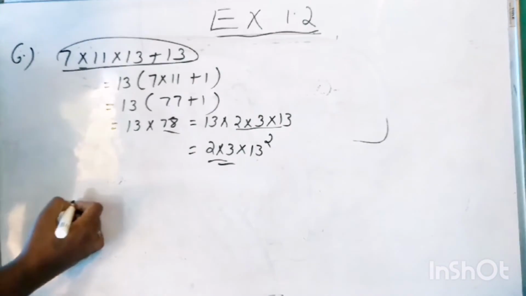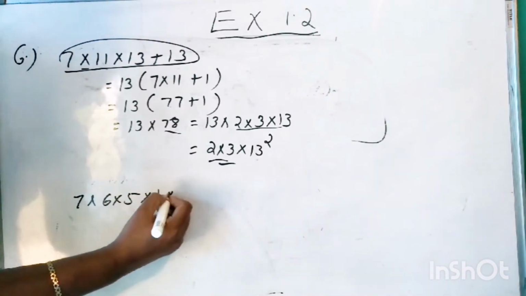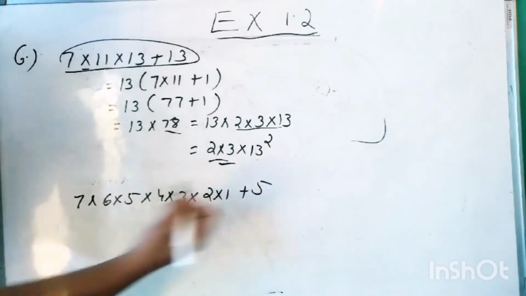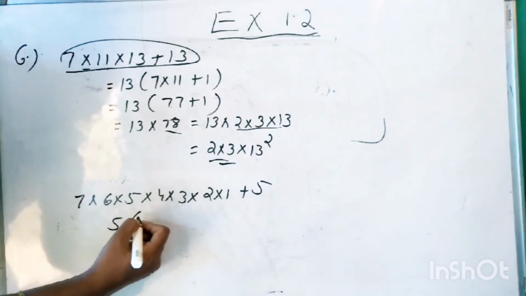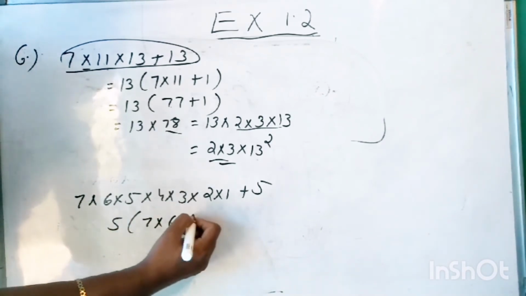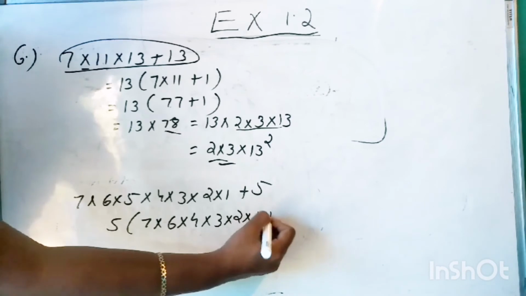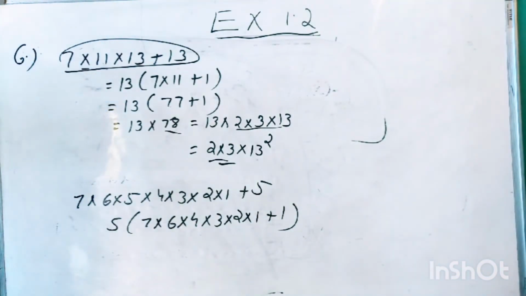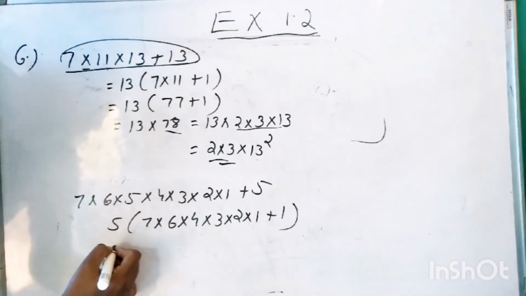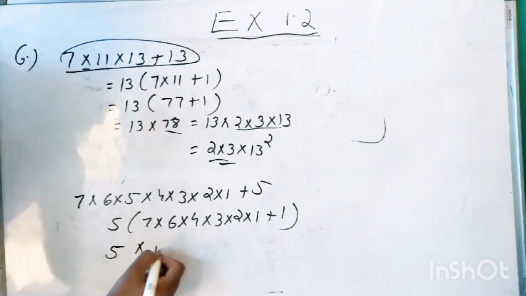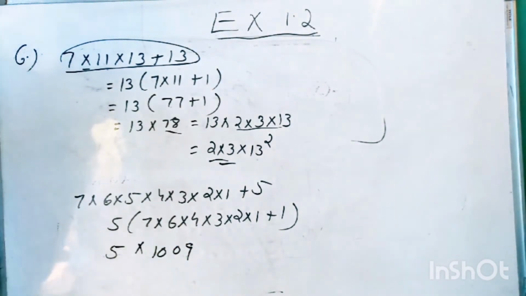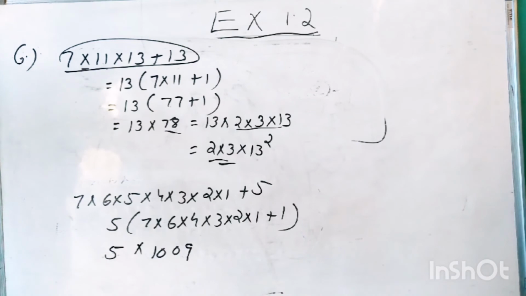Now, the second one, that is 7 into 6 into 5 into 4 into 3 into 2 into 1 plus 5. Here also 5 is common. Take it common, and then we will get 5 into, 7 into 6 into 4 into 3 into 2 into 1 plus 1. That is actually 5 into 1009. This 1009 is a prime number. That means we expressed the given number as a product of prime numbers. Therefore, that is also a composite number.